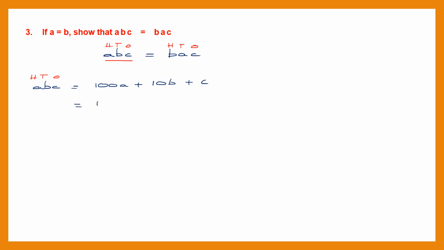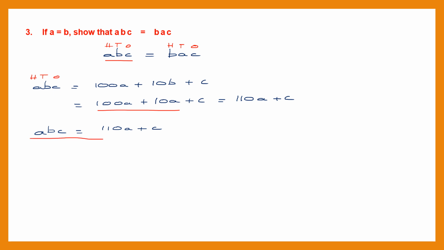Now I can write this as 100A plus, now here it's given that A is equal to B. So in the place of B I can put A. I'm going to write 10A plus C. Now here we have like terms, 100A plus 10A. How much is 100 plus 10? 110. So that is 110A plus C. So we have found one part. That is, we have found ABC to be 110A plus C. So this is the first part.